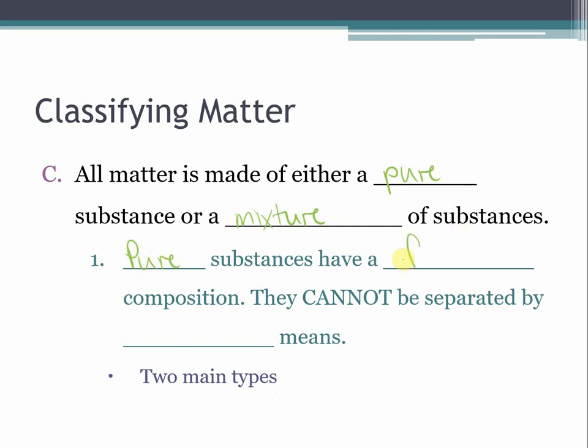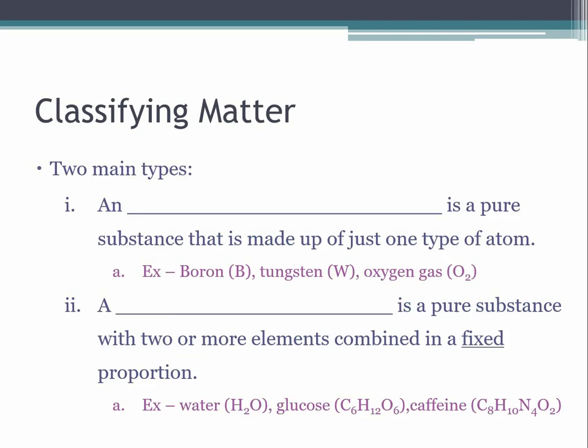These have a fixed composition. They're made of one type of thing. They are fixed and they cannot be separated by physical means. If you want to split up a pure substance, you better bring something pretty impressive because you're not going to be able to just filter them apart. Within our pure substances, we have two types.